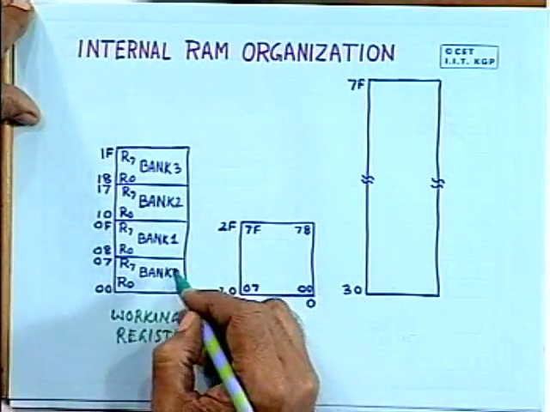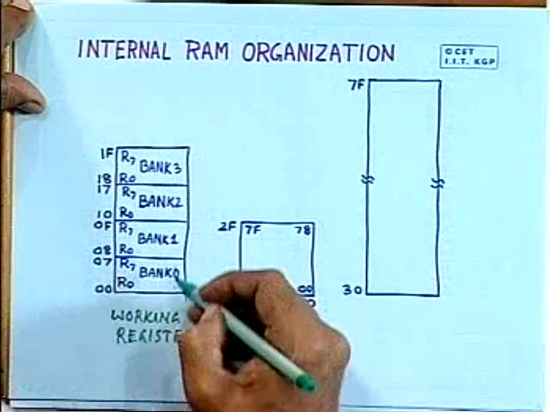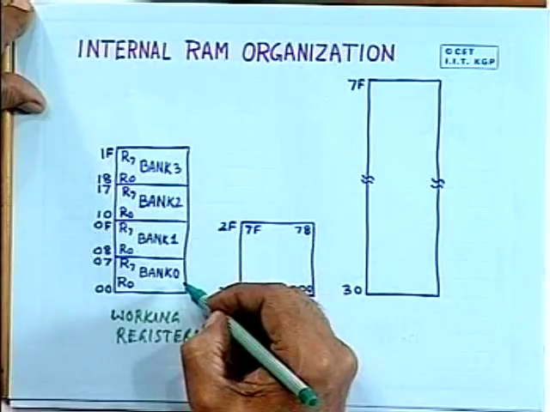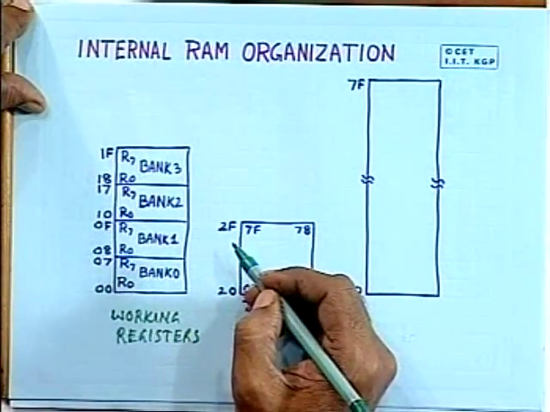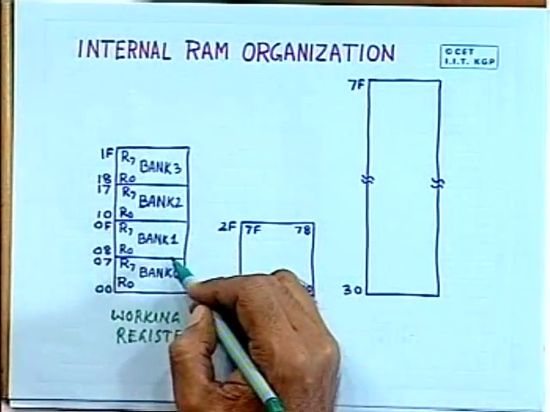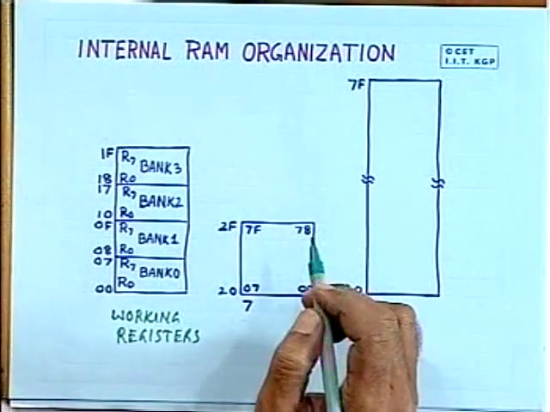And at a particular instant, we will see that only one bank is available. Out of these 4 banks, at a time, one of the 4 banks is accessible to the programmer, and that will be selected with the help of some flag bits of the program status word that we shall see.